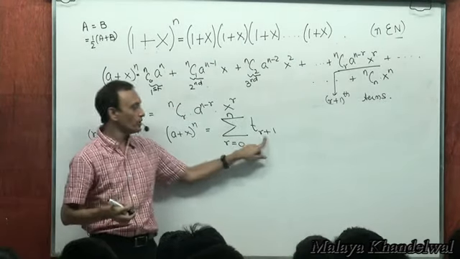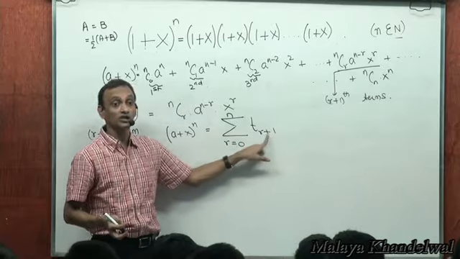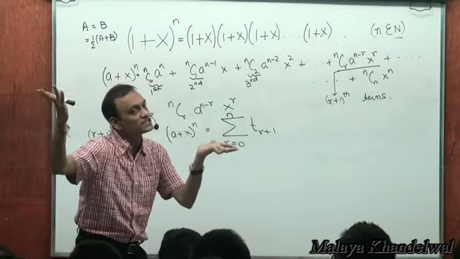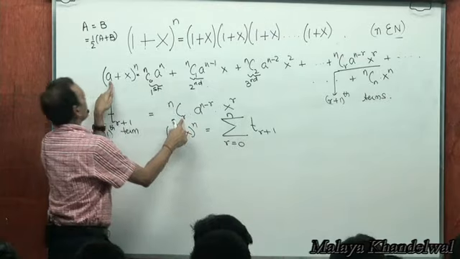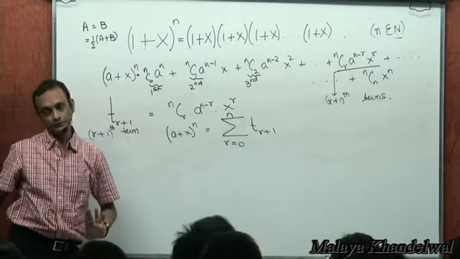r equal to 0 will give me the first term. r equal to 1 will give me the second term. r equal to 2 will give me the third term. r equal to n will give me the n plus 1th term. So the r plus 1th term is nCr a to power n minus r x power r. Clear?